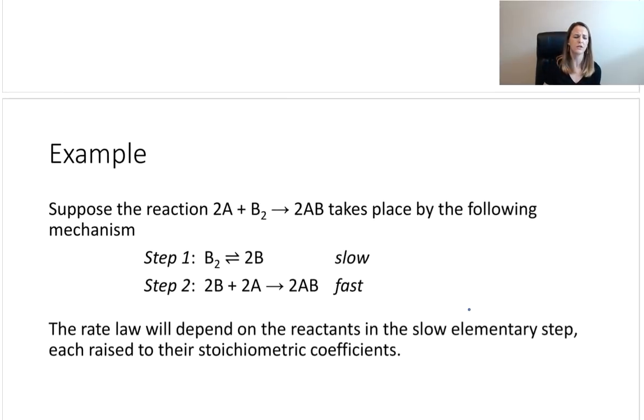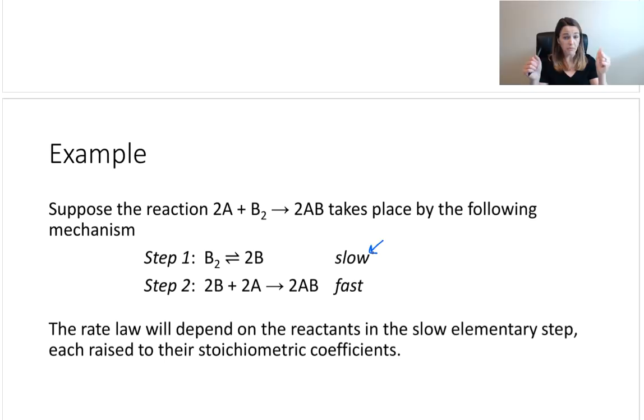Okay, let's look at an example. So the first thing we're going to do is look at the reaction of 2A plus B2 going to 2AB. So this is a two-step mechanism. The first elementary step has B2 going to 2B. This is a slow process, which shouldn't be that surprising because our B2 molecule splits in half. That bond actually breaks, and so we have to put energy in, break that bond to get 2 B atoms by themselves.